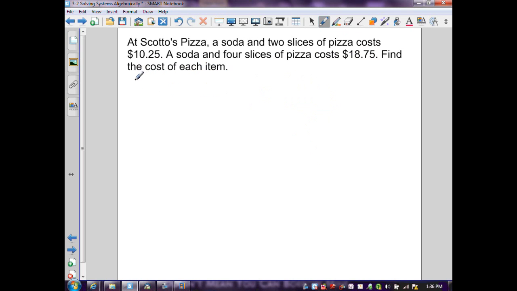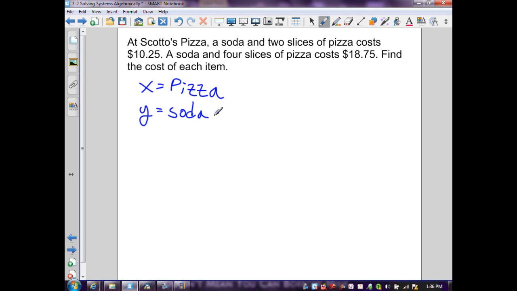Next, our last example. At Scotto's Pizza, a soda and 2 slices of pizza cost $10.25. A soda and 4 slices of pizza cost $18.75. Find the cost of each item. Well, what I'm going to do is label my items. I'm going to let X equal the cost of pizza per slice. I'm going to have Y equal the cost of soda.